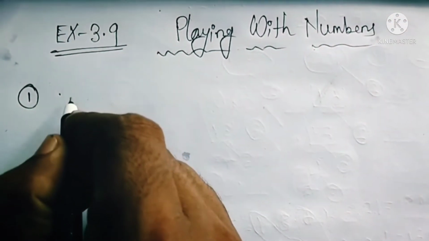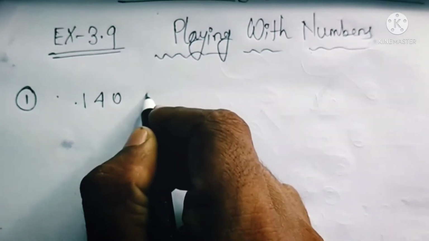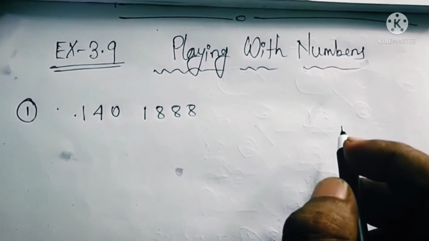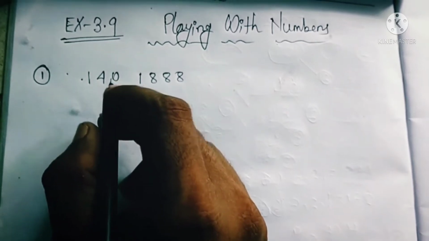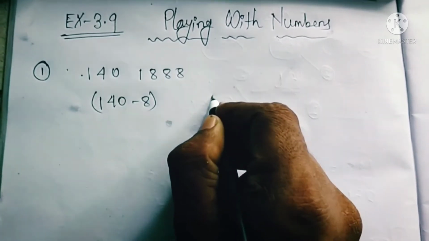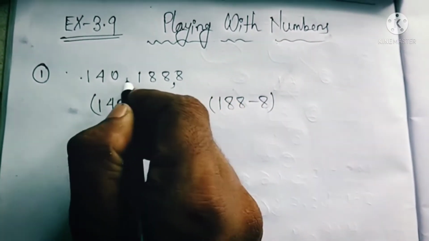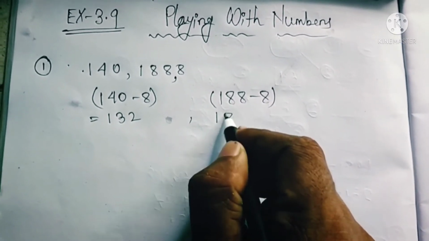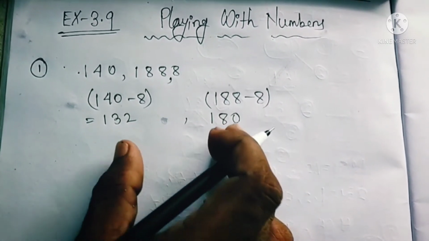Find the largest number that will divide 140 and 188 and leave remainder 8 in each case. So the number that we need will divide 140 minus 8 and 188 minus 8. So one number is 132 and the other number is 180, exact number of times. This is because the remainder has been subtracted from the numbers.